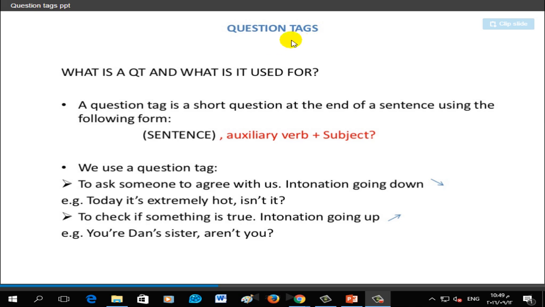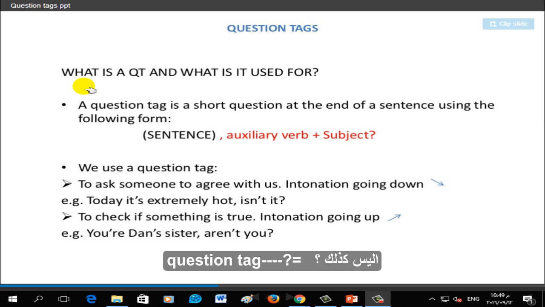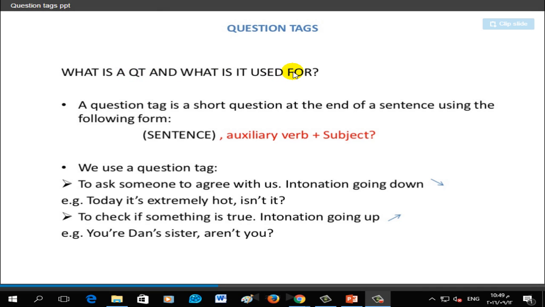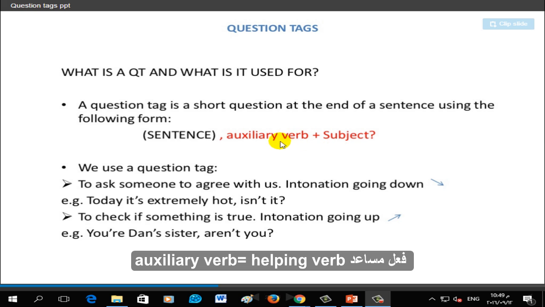Question tags. Question tags, or in Arabic, the reversing question. What's a question tag and what's it used for? A question tag is a short question at the end of a sentence using the following form: sentence, auxiliary verb (helping verb) plus subject. It's a sentence, and after it at the end you add the helping verb that appeared in the sentence, followed by the pronoun for the subject.